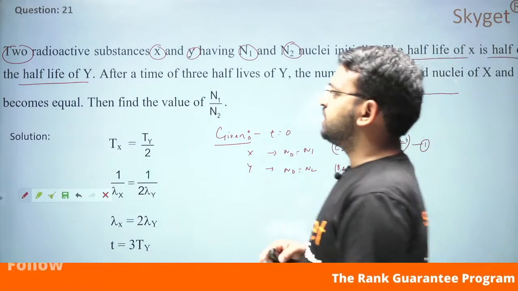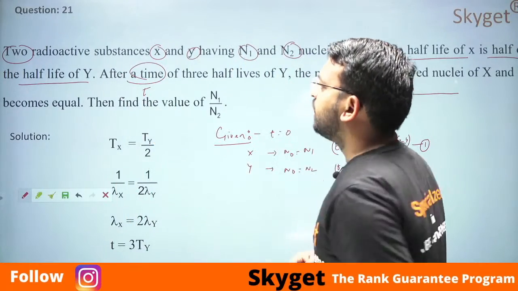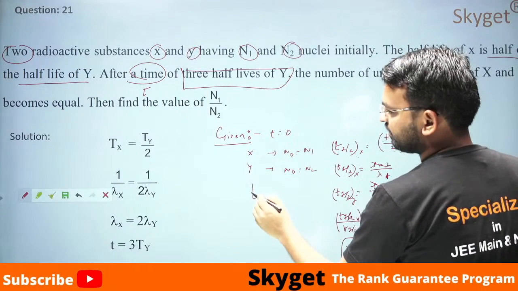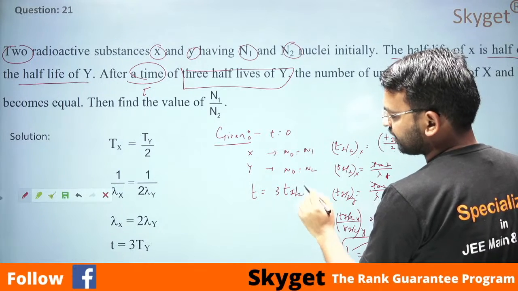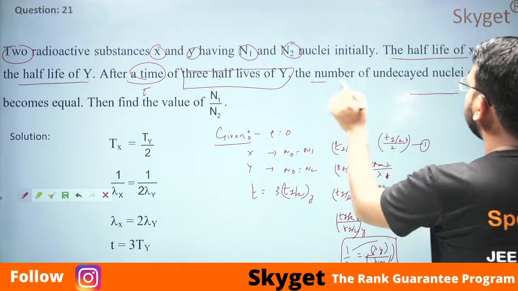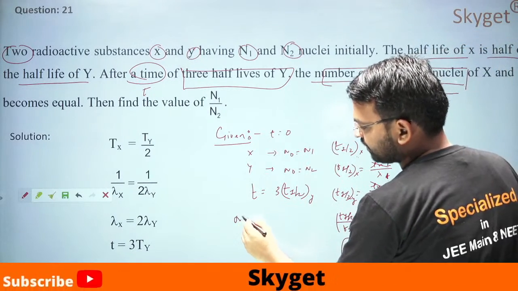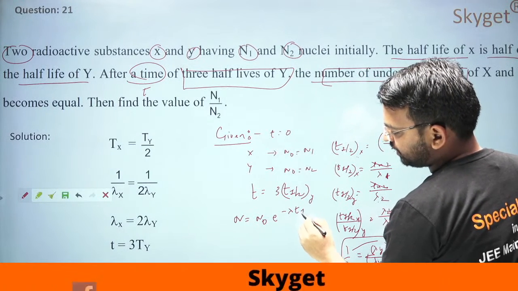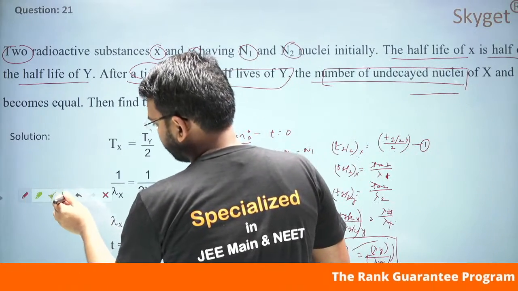Next, they are saying that after a time t, for example after a time of 3 half lives, they have given the t as well: t is 3 times the half life of Y. These are the different relations they have given. They are asking for the number of undecayed nuclei. If you remember, the relation for the number of undecayed nuclei was e to the power minus lambda t, where t is whatever time you want to place here.